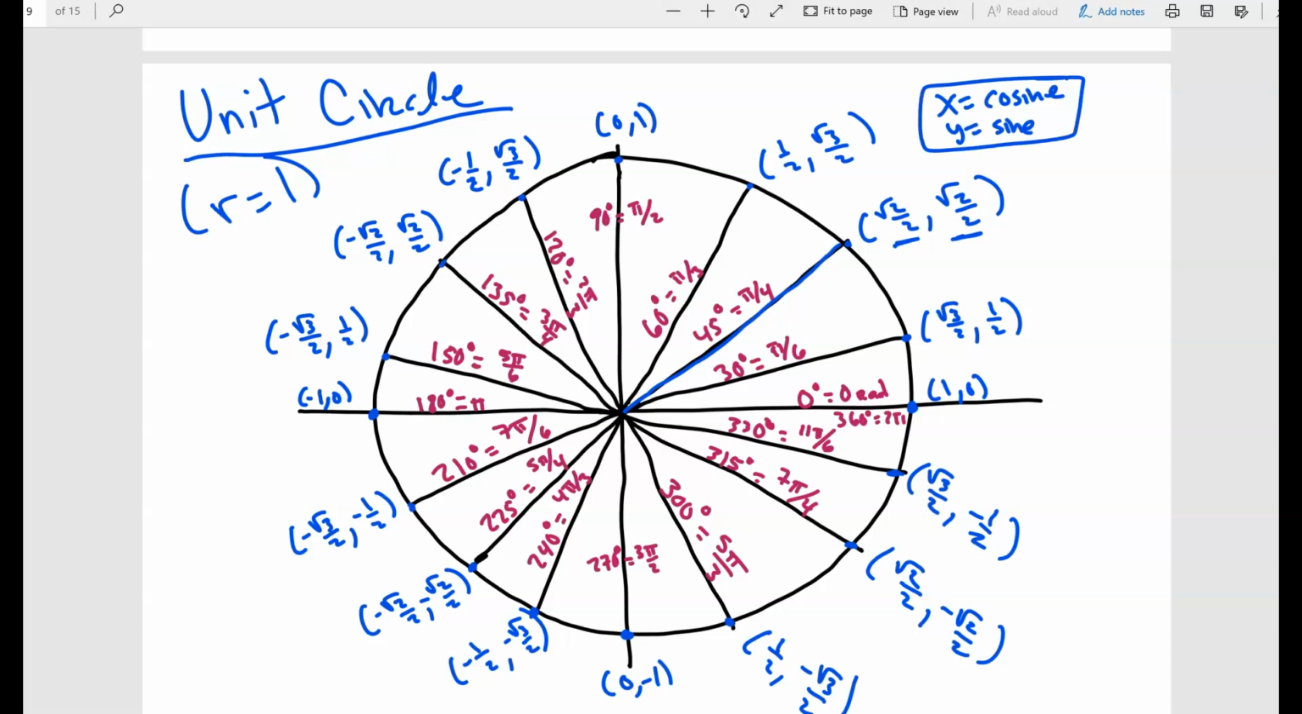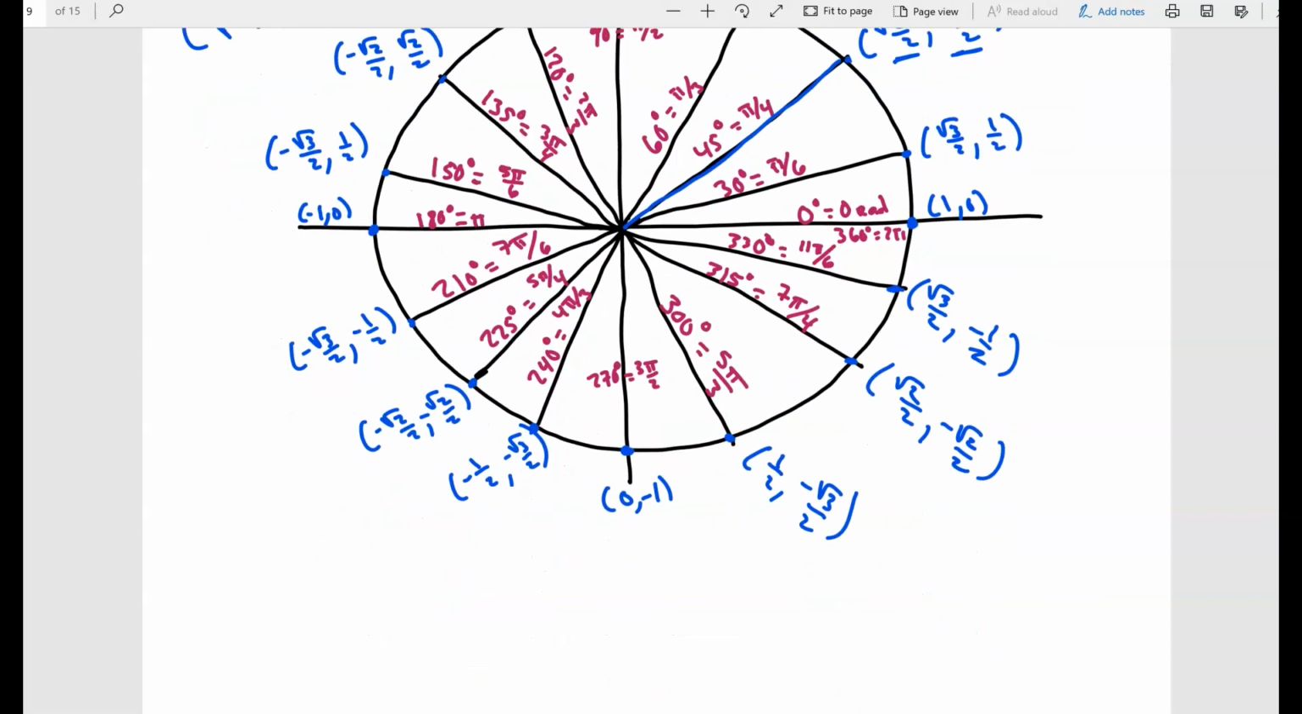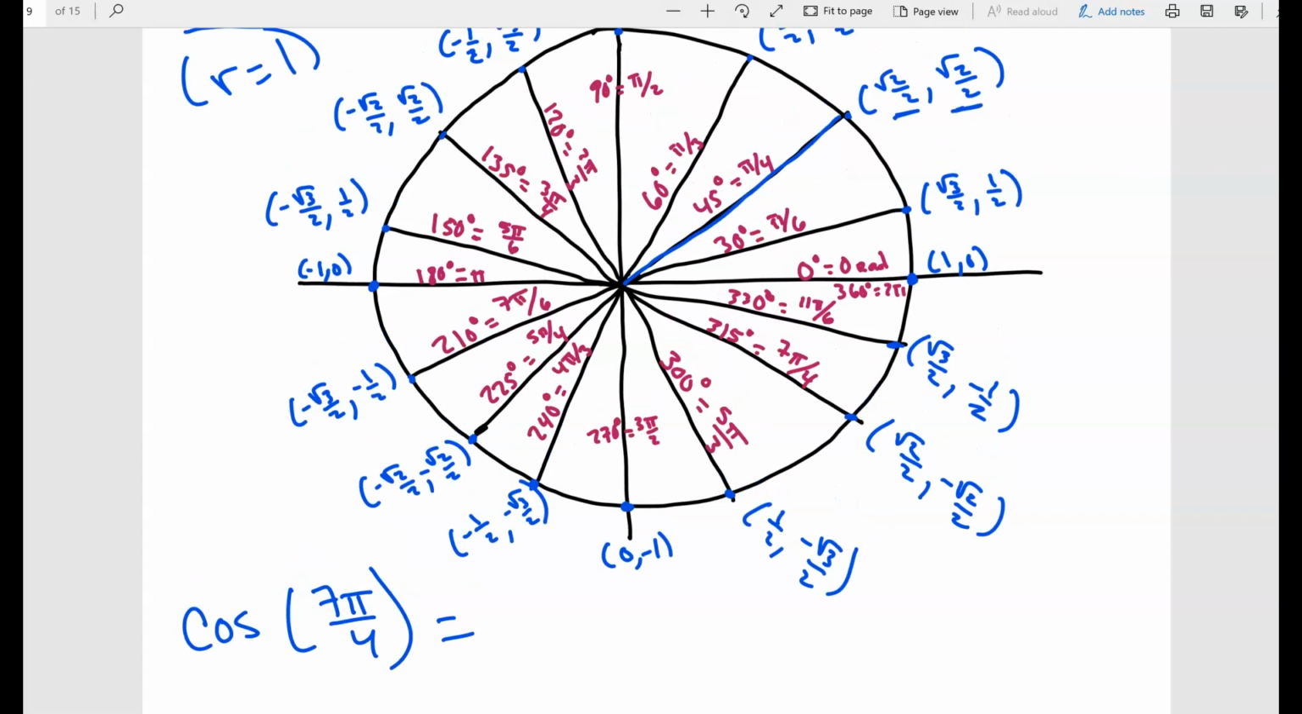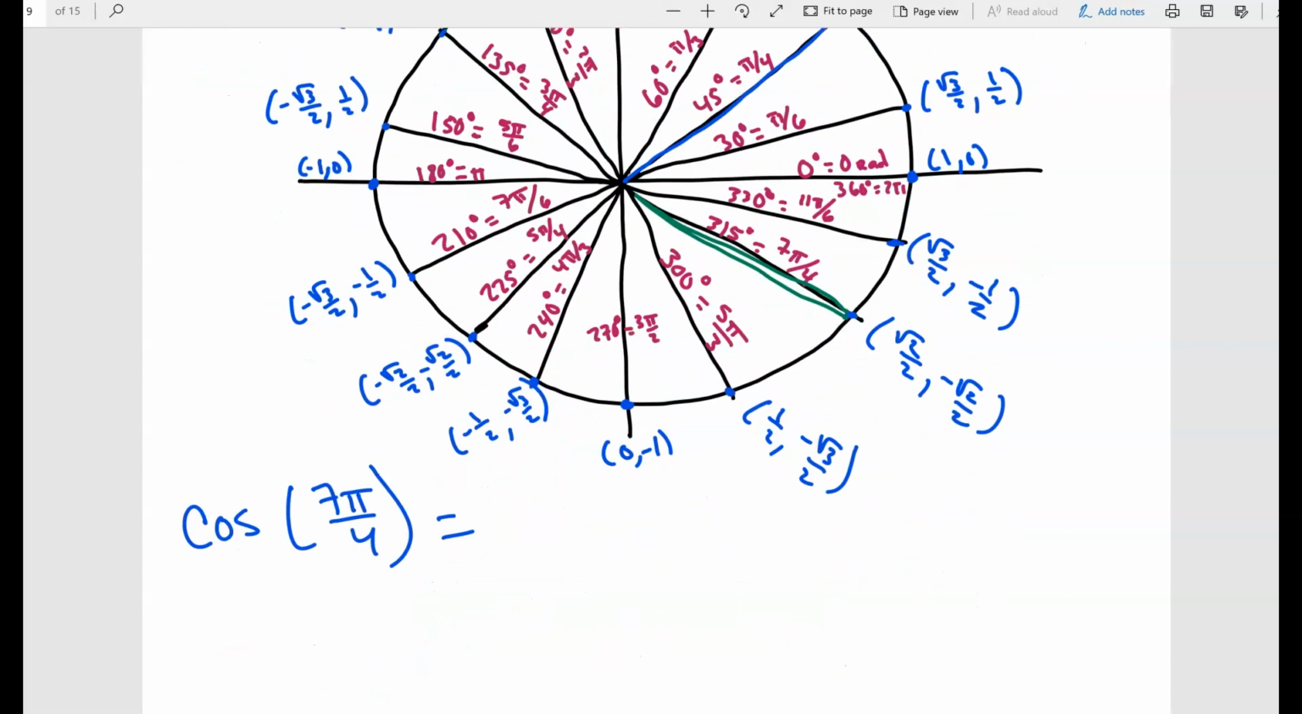So that means if I wanted to figure out very easily, let's say, the cosine of 7 pi over 4, I can do that. All I have to do is look for 7 pi over 4, which in this case would be right here. Let me draw it in a different color. Here is 7 pi over 4. Since our cosine is our x value, we just take the x value at 7 pi over 4, which in this case is square root of 2 over 2. So we don't need to do the 45, 45, 90 triangle over and over again. As tedious as that was, we can just use our unit circle here.